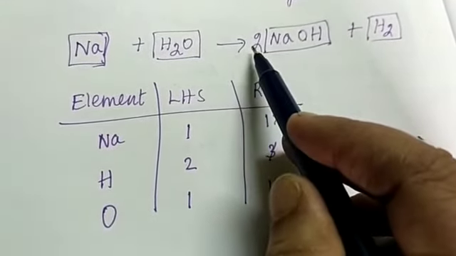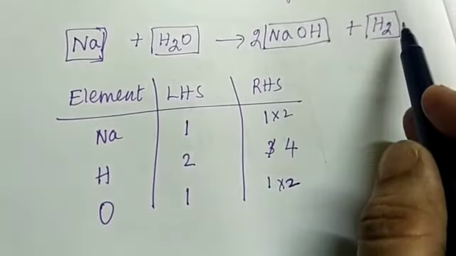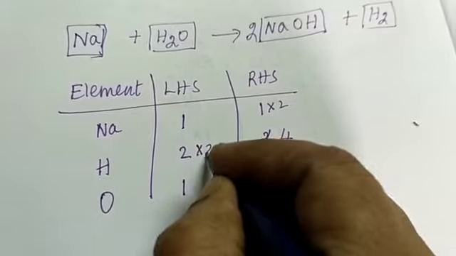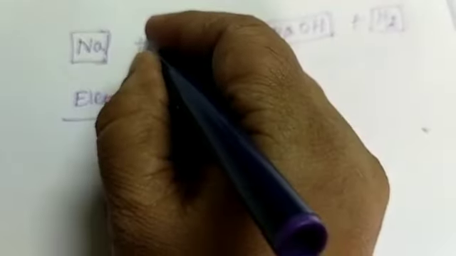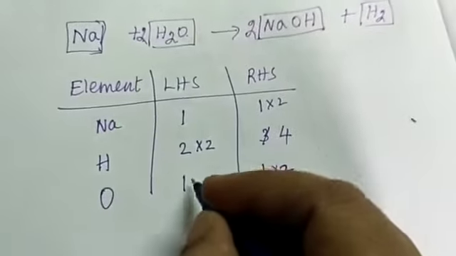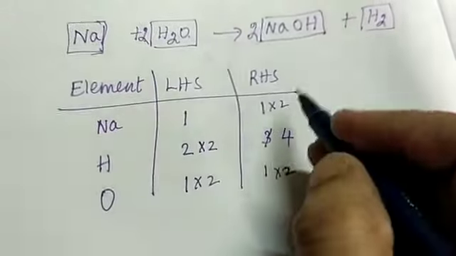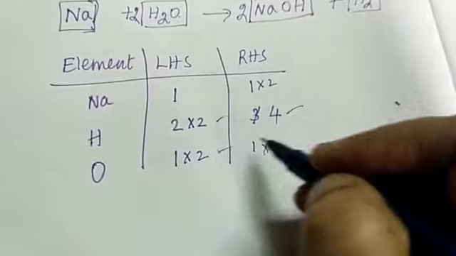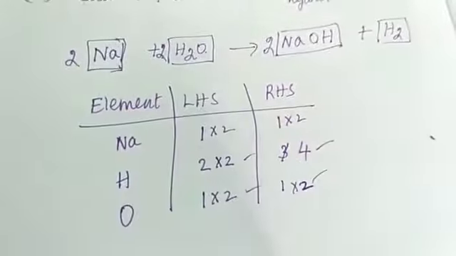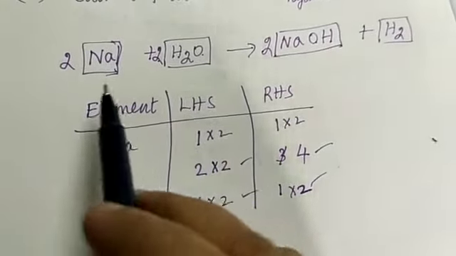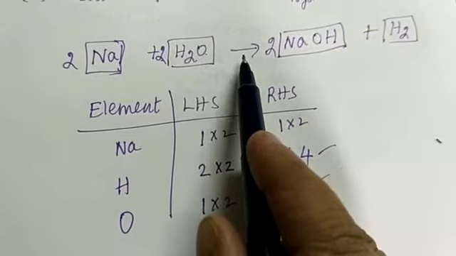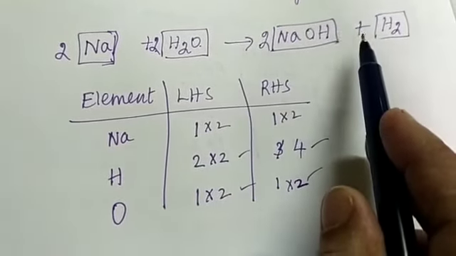So here when I write 2, it has become 2 hydrogen. Already here 2, so 2 plus 2, 4. Now on this side, if you multiply by 2, it will become 4. So now the oxygen also changed into 2. Now all these are balanced, only sodium. So we will multiply that sodium also by 2. Now the balanced equation is 2Na plus 2H2O gives 2NaOH plus H2.